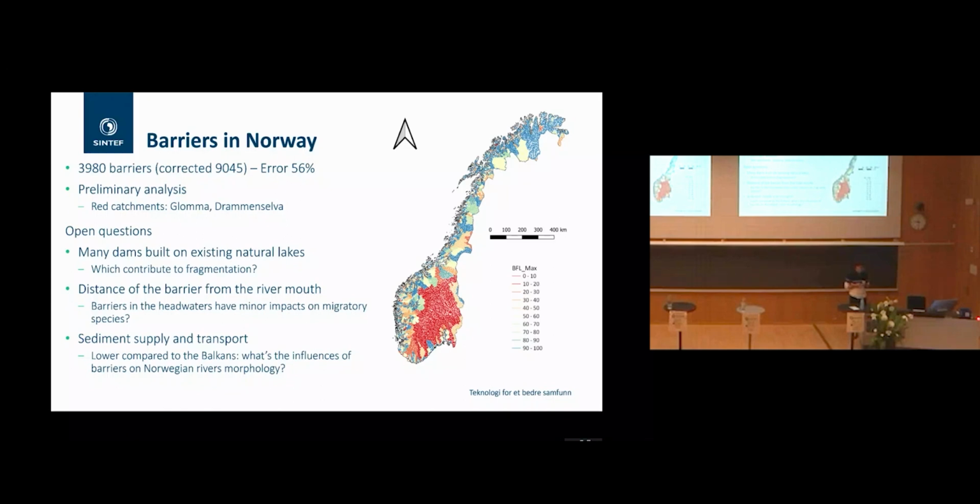Another thing is that the geology of Norway is very different from that of the Balkans. The Balkan rivers are very active and there's a huge sediment transport that we don't see at that scale in Norway. So the influence of barriers on the morphology of Norwegian rivers is probably a different effect than in the Balkans, for sure.